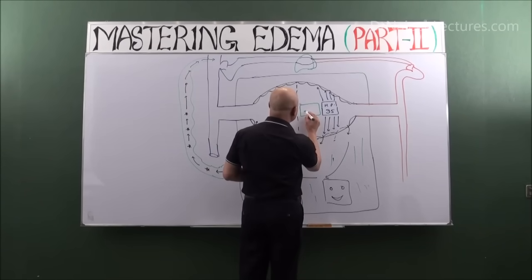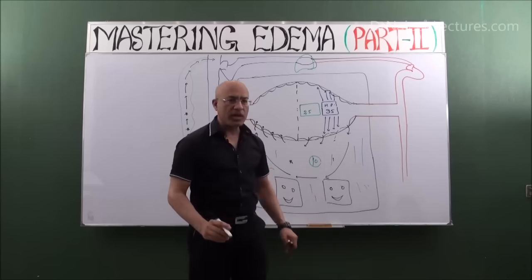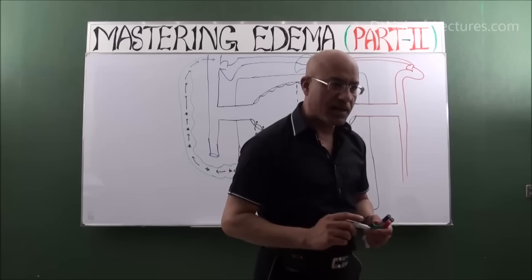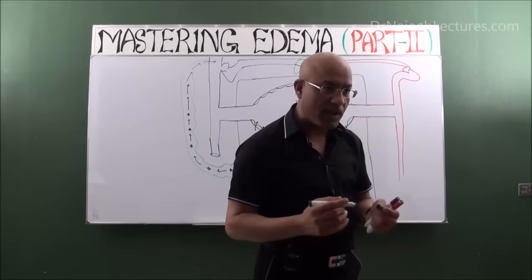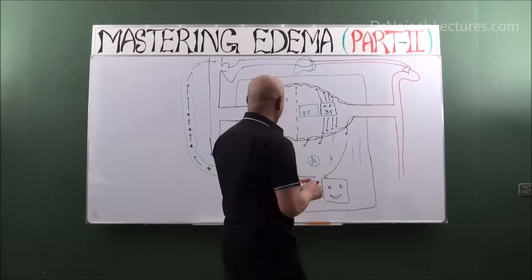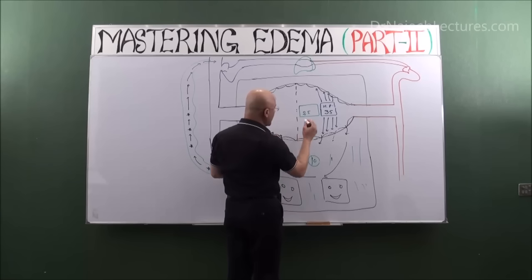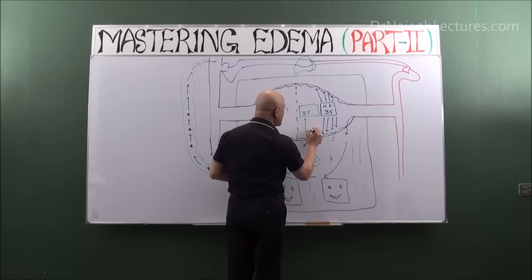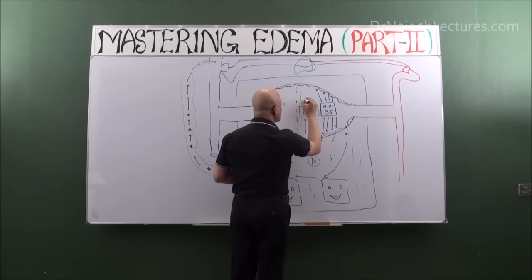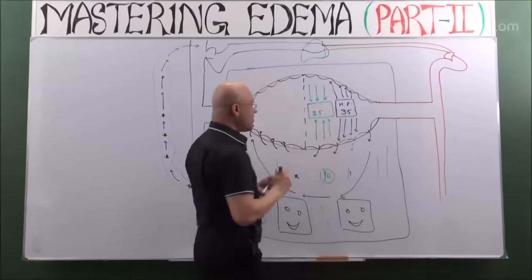And osmotic pressure, which is determined by the plasma protein, is usually 25 millimeter of mercury. That is trying to hold the fluid. And what is it doing? It is trying to keep the water inward.